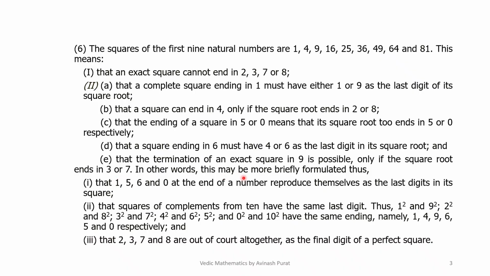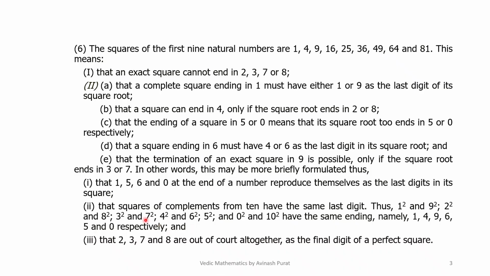In other words, this may be more briefly formulated thus: that 1, 5, 6 and 0 at the end of a number reproduce themselves as the last digits in its square.